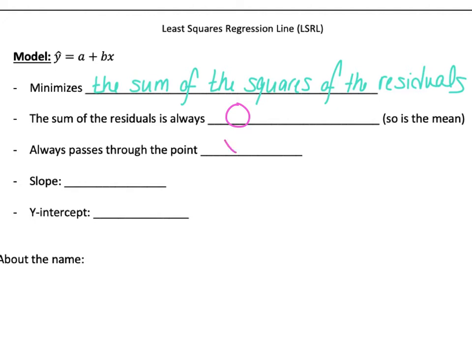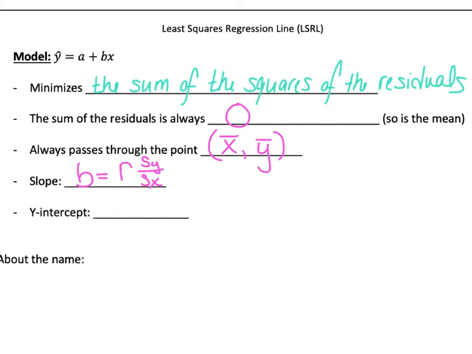We've also now seen that the point that will always fall on the least square residual line is the point x bar, y bar, so the mean of the x's and the mean of the y's. I would encourage you to pull out your formula sheet. This formula for slope, which is b in our line, is given on your formula sheet. It says b is equal to r, which we know is our correlation coefficient, times the standard deviation of the y's divided by the standard deviation of the x's. No need to memorize that. It's given to you. Just pause and find it so you know where it's at.